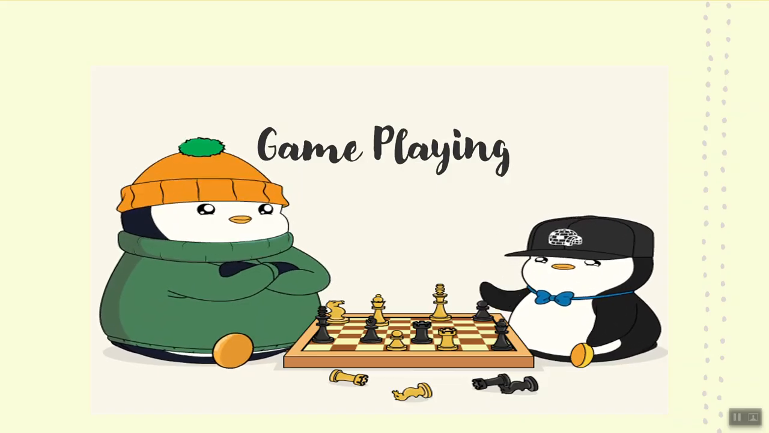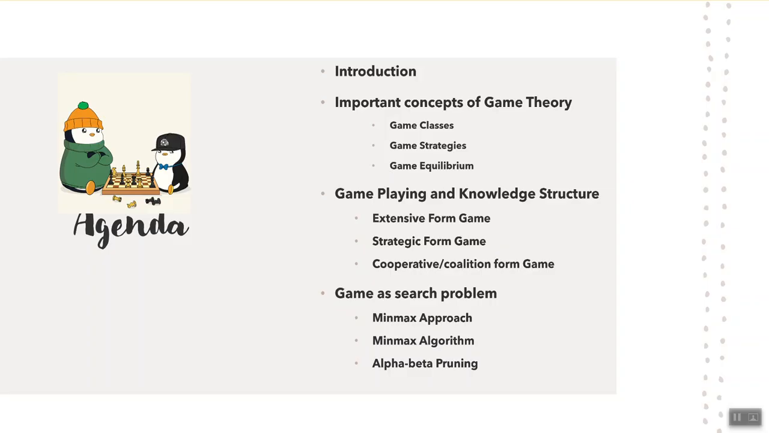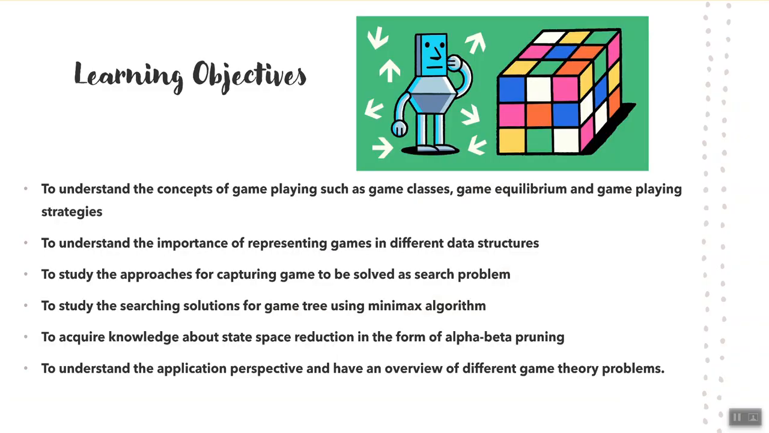Hope this game playing, by the term itself, it's very interesting. So as part of that, we'll be seeing a few of the topics: introduction, important concepts of game theory and its knowledge structure, and searching problems, simultaneously the different types of it. So firstly, we will concentrate on some of the learning objectives of this particular topic, game playing.